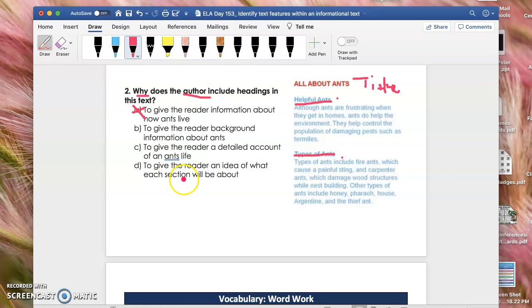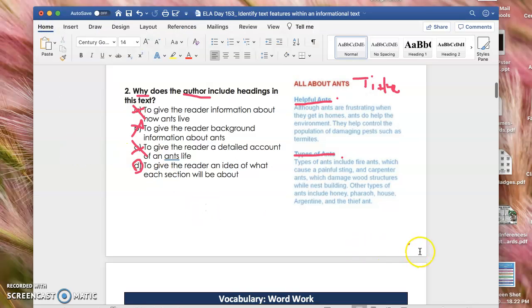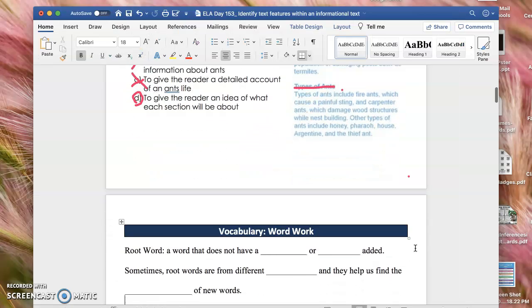The next one I can eliminate is C. It doesn't give a detailed account about the ant's life. And then I know that D is the correct answer because a heading is always going to tell you what each section is going to be about. Okay? So hopefully you guys got those two questions right. If not, then that means that we need to do a little bit more studying on text features.